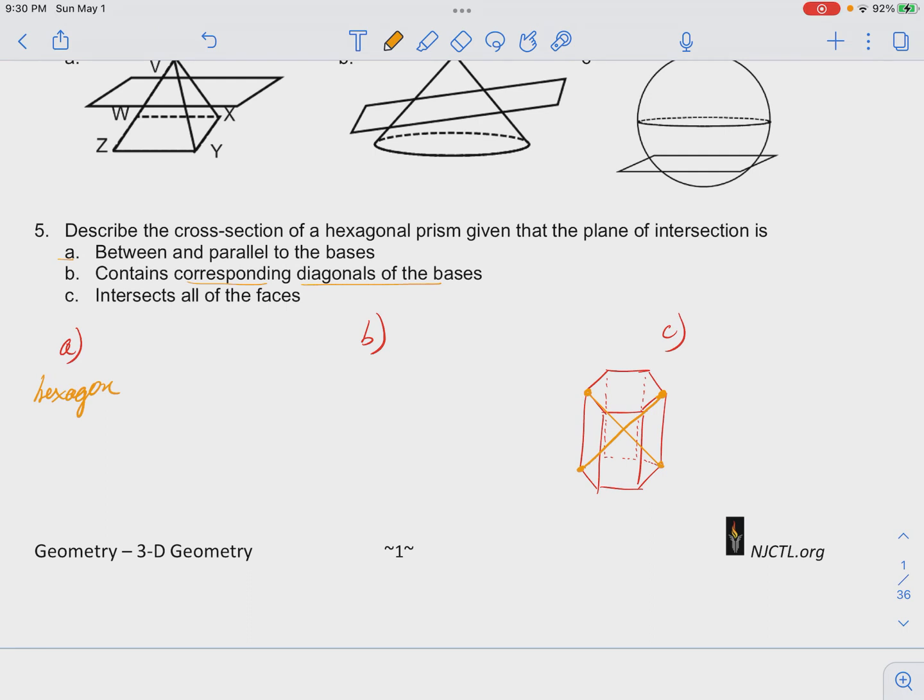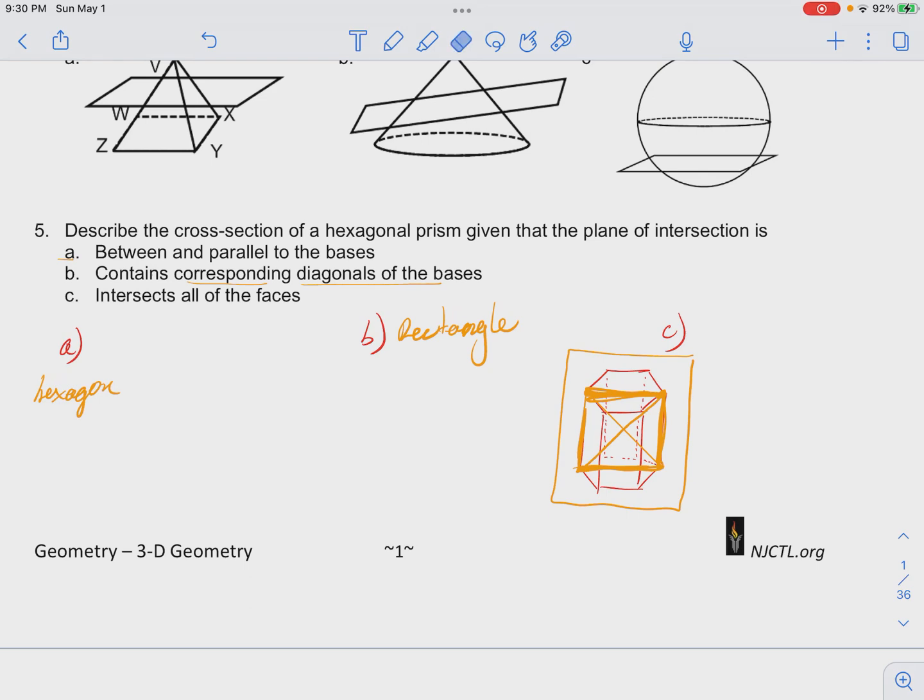And notice that these diagonals are on the same plane, since these imaginary edges that we've drawn here are collinear. They are parallel. So we can draw in a plane that extends this time vertically and encompasses a rectangle that lies on these two diagonals. So we would get a rectangle for part B.